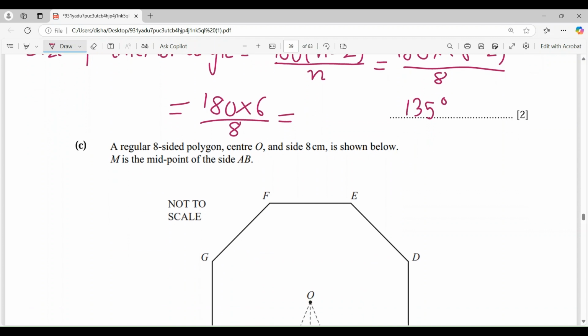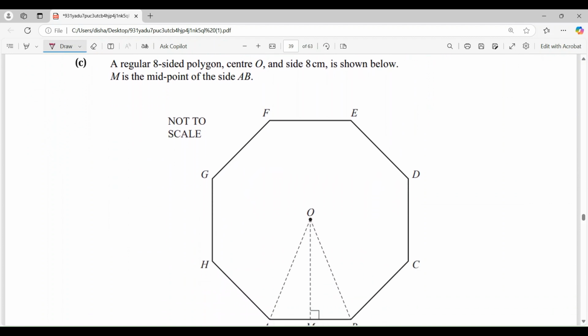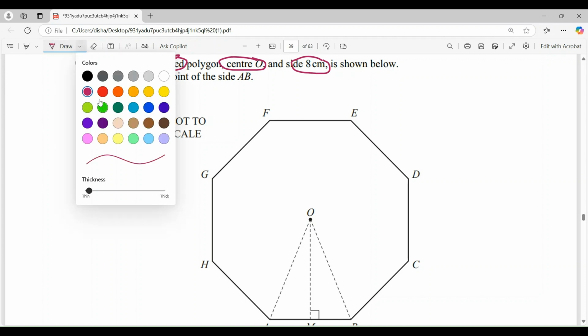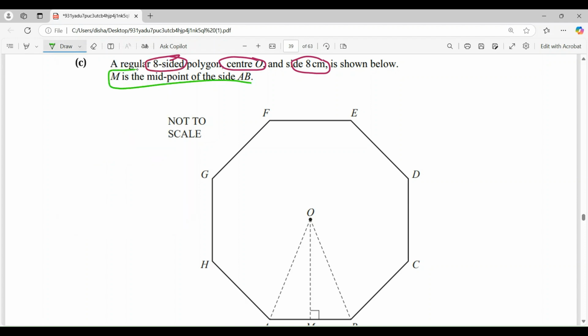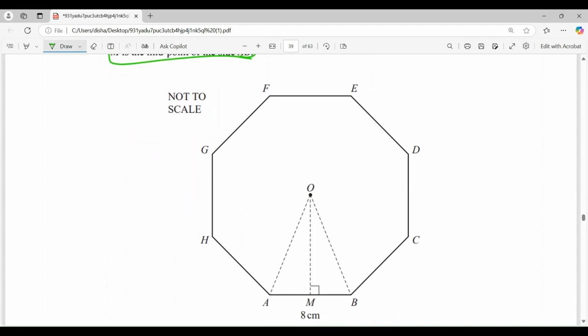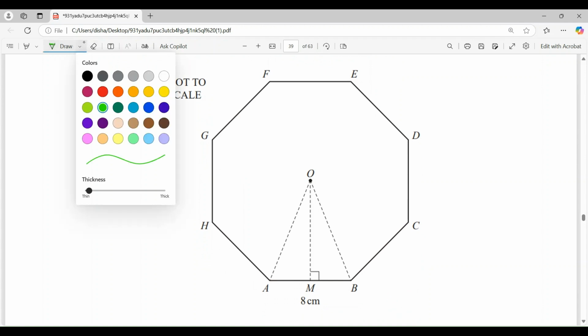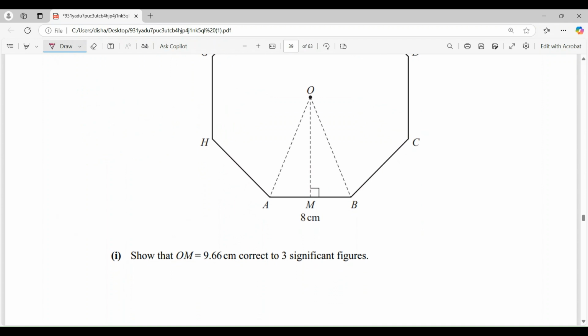Now next, very important: a regular 8-sided polygon with center O. We have an octagon with center O and side 8 centimeter. It is shown in the figure. And it is also mentioned that M is the midpoint of side AB. Show that OM, I want to find the height of this octagon here for the triangle OAB, is equal to 9.66 centimeter, correct to three significant figures.